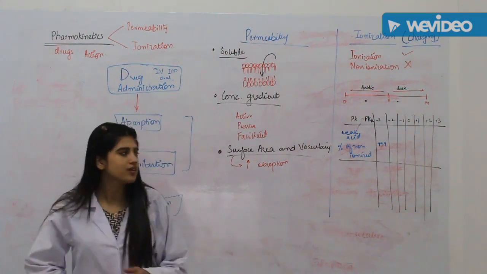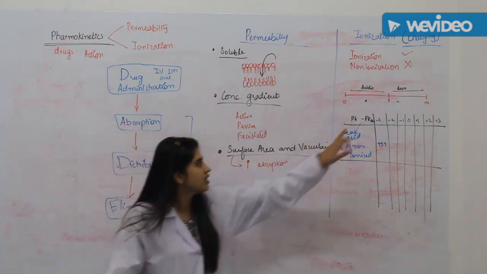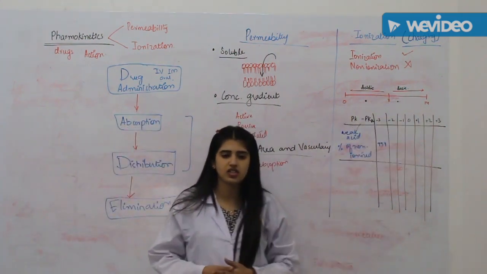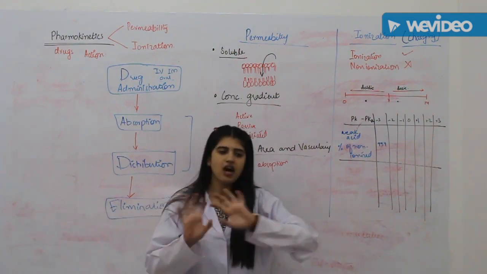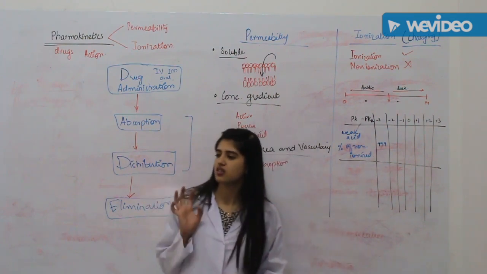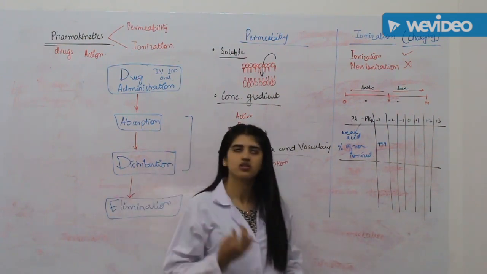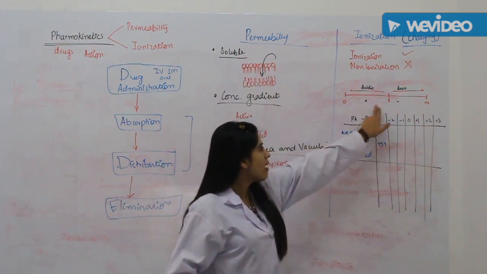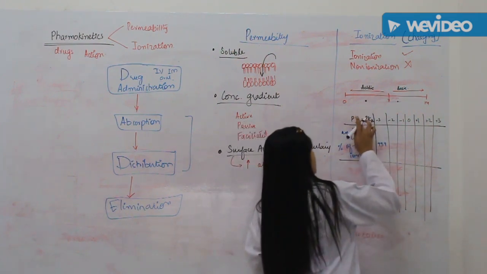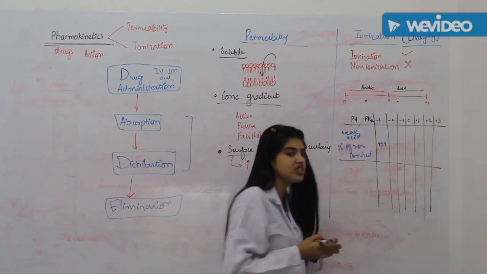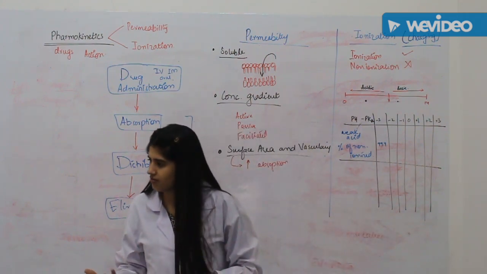Forget about everything. Just listen to my words. This is the acidic condition. This is the basic condition. You get it? Before 7, it's acidic. After 7, it's basic. Everyone knows that. Now we have to think about the pH and pKa. Normal pH is 7.